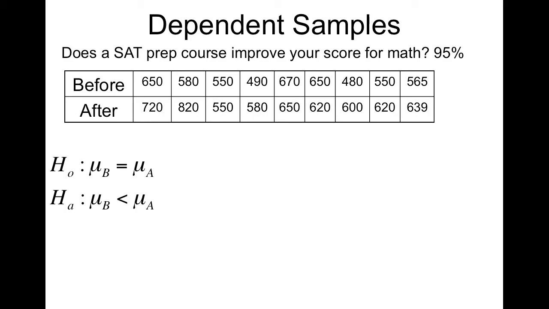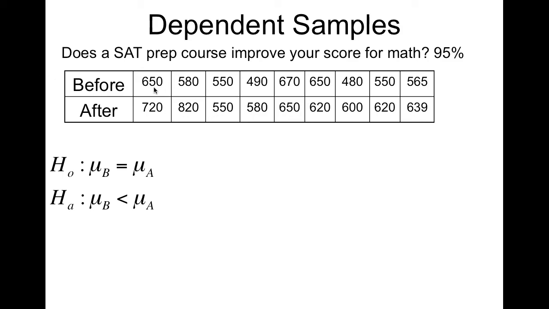So the way you find your test statistic, we're going to focus on that first. You need to count up positives and negatives. What we're going to do is look at each pair here. We have 650, 720, 580, 820. And we're just going to subtract them and see would we get a positive or negative number. I don't care as much about the exact value, but I care if the value is positive or negative.